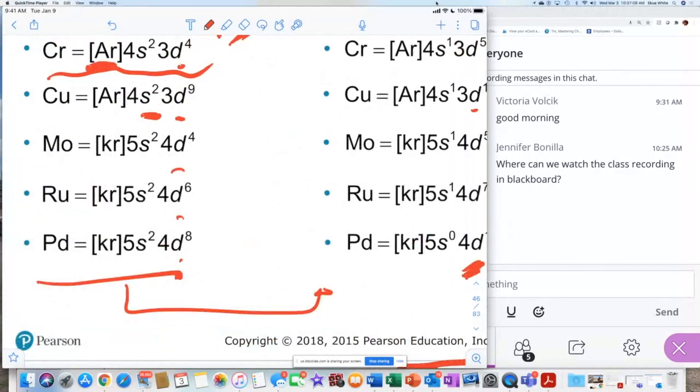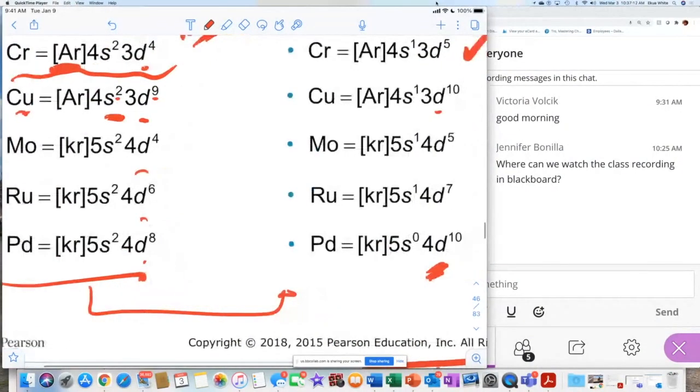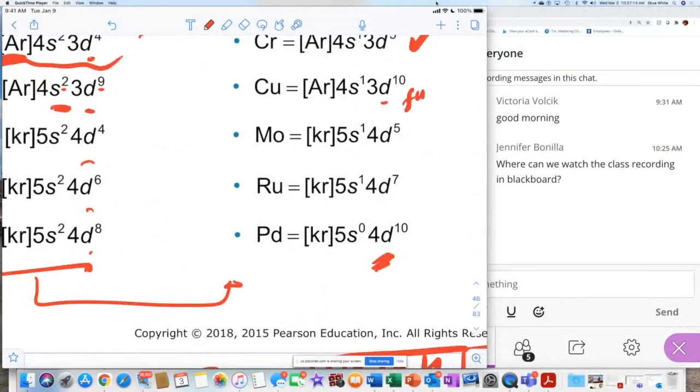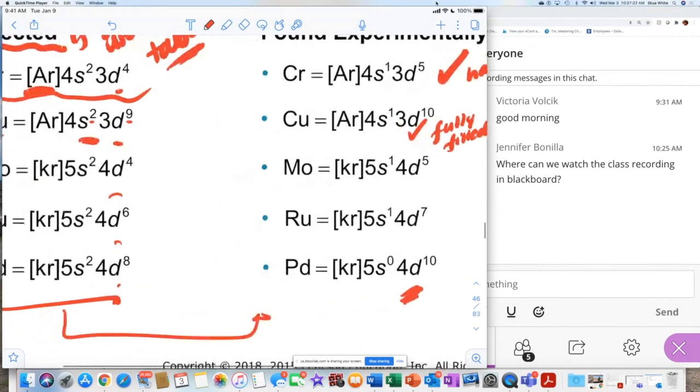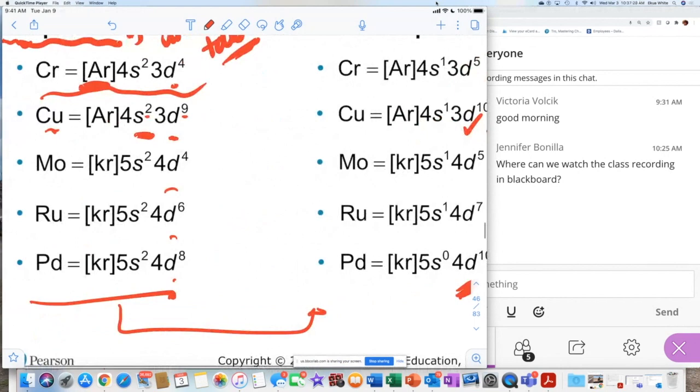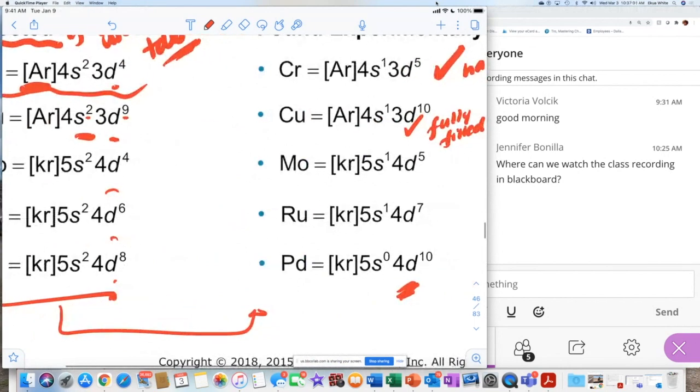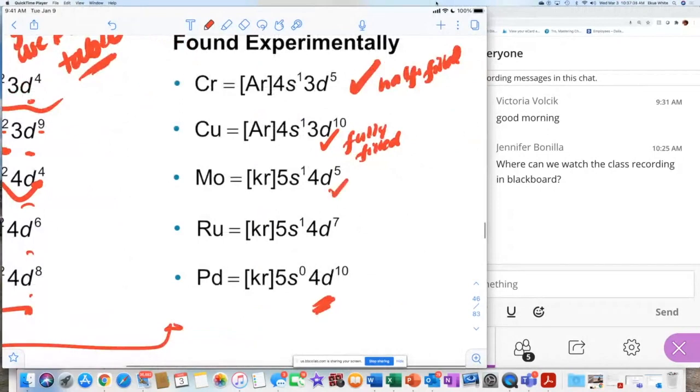This one here, you can see the same thing. I won't draw the whole picture. Copper took the one electron from here to put it over here. So this one is 10. This is a fully filled orbital. You can see that, right? Fully filled. This is half filled. Half filled. Oh, I can't spell today. There. This one here, you can see that molybdenum wanted to be half filled. It took one electron from here to put it here, I guess. Half filled.